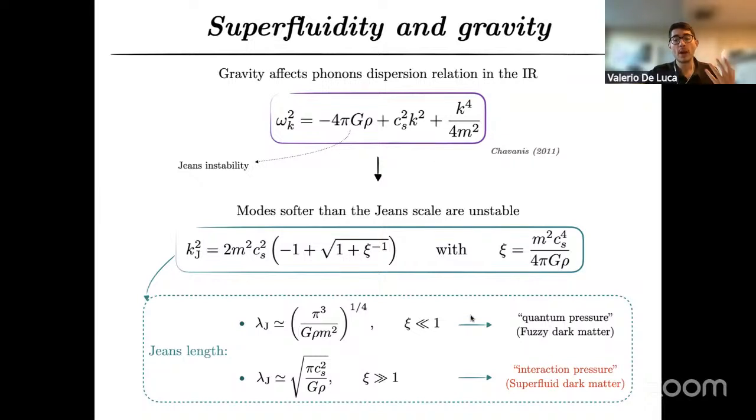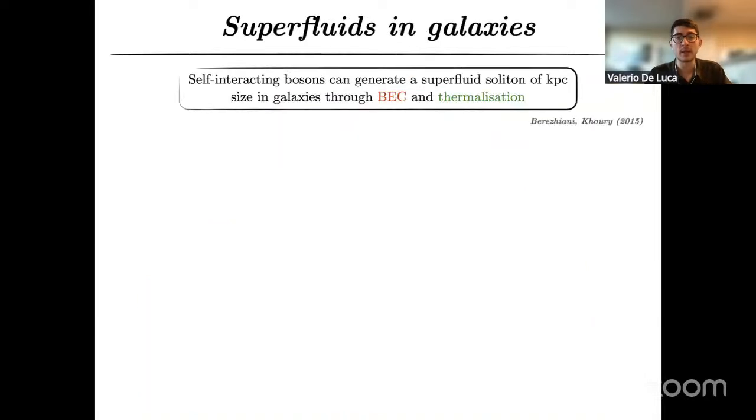On the other hand, when psi is very large, so when there are sizable self-interactions, the Jeans scale will be dependent on the sound speed and on the density of the environment. So this is the case of the interaction pressure, which is the relevant one for the model of superfluid dark matter. It basically makes the sound speed term the most dominant contribution in the dispersion relation. So for today's talk, I would like to stress that this is the kind of regime we want to consider so far.